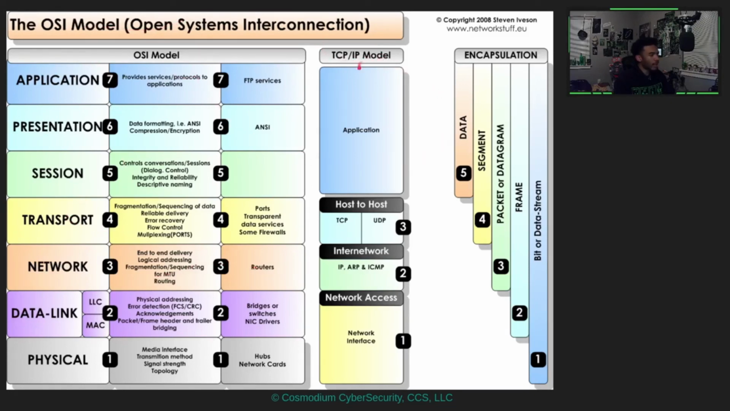You can see the TCP/IP model is a little bit more simple, right? It has the application area, the host-to-host connection through TCP and UDP. We have the internetwork, right? The interconnected network for IP, ARP, and ICMP. And then, of course, we have our initial network access at the bottom. So it moves through these steps as it goes through.